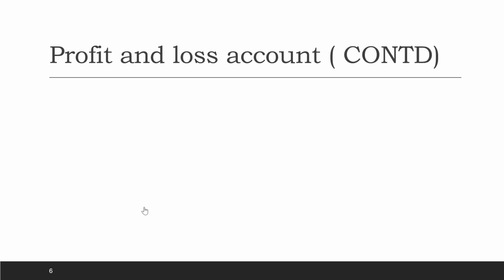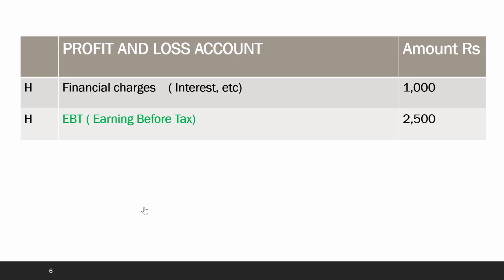Okay. Then finally you pay interest. So you get earnings before tax. Okay. Before you pay the taxes to the government, you get EBT, which is called earnings before tax. Fine. And then you have to pay what? Tax to the government.